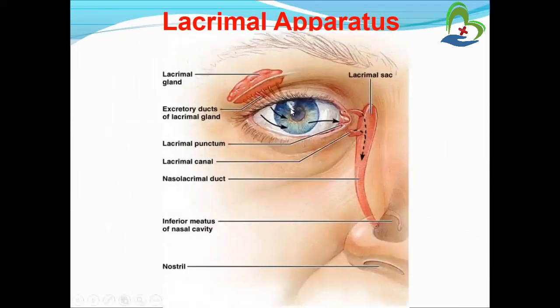In this figure, tear formation is also shown. This is the lacrimal gland, this is the lacrimal sac, the excretory duct of the lacrimal gland, which is the entry point, and the lacrimal punctum, which is the exit point of the tears. So from this side tears are formed, and from this side they drain out of the eye. Then the lacrimal canal, via which tears come out of the eyes, also associated with the nasolacrimal duct. And this is the inferior meatus of the nasal cavity and nostrils. So this is an overview of the tears, and the lacrimal ducts are responsible for tear formation.